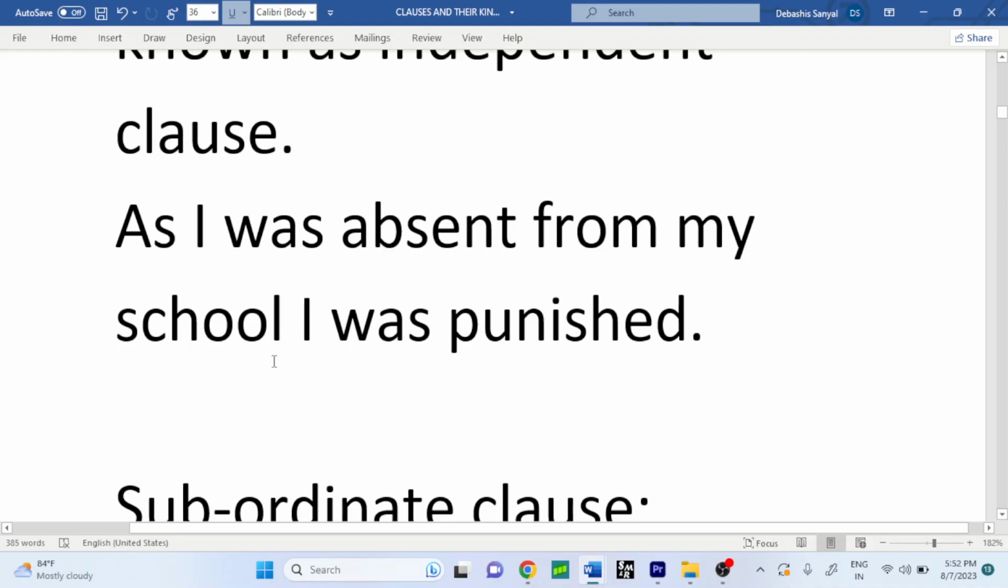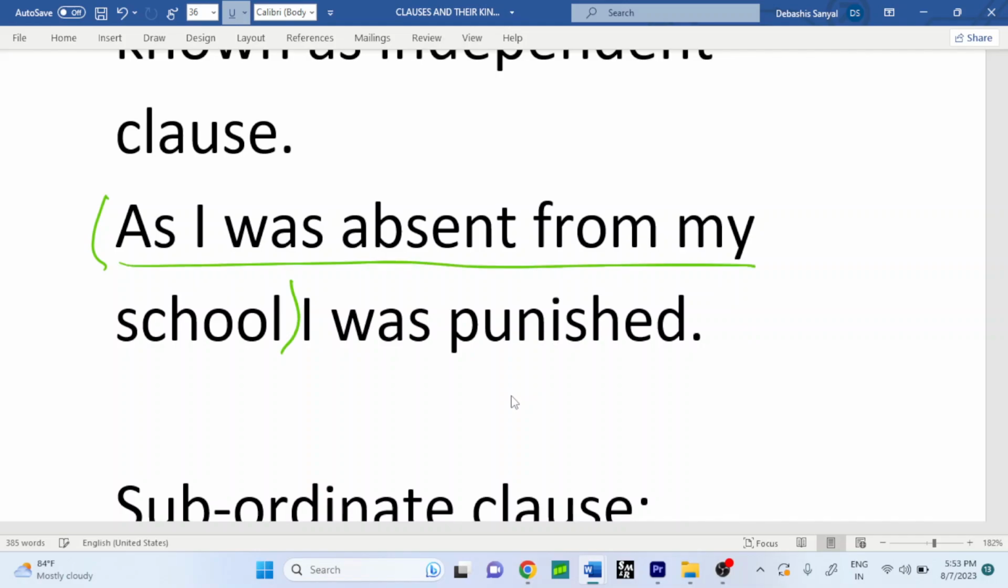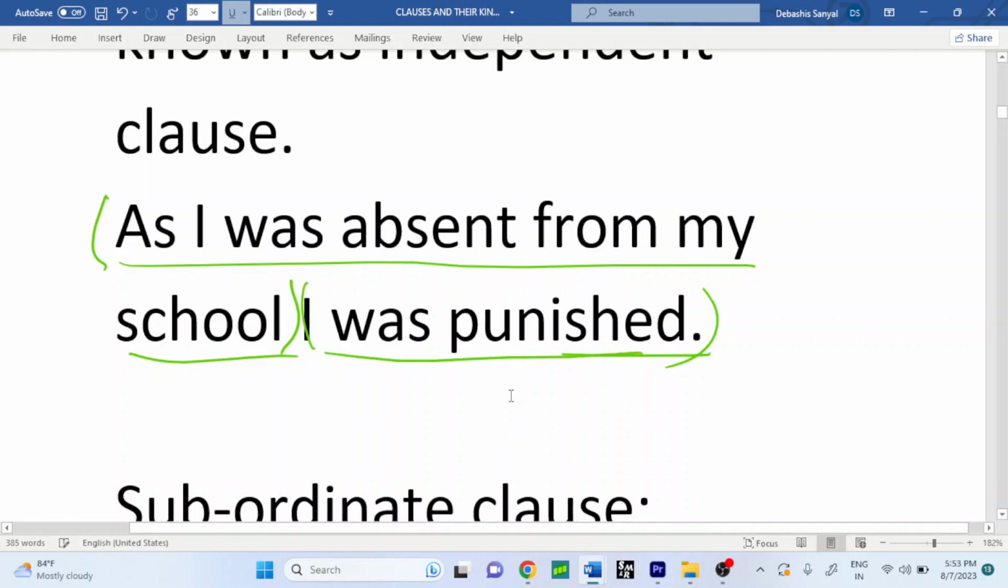As I was absent from my school, I was punished. Up to school, there is one part of this larger sentence. I was punished is the second part. See the two parts, which are dependent and which are not dependent.